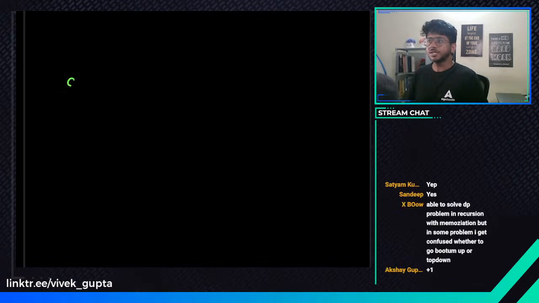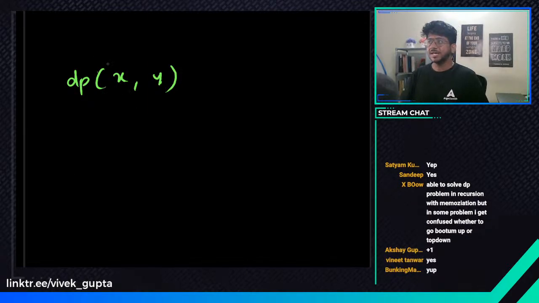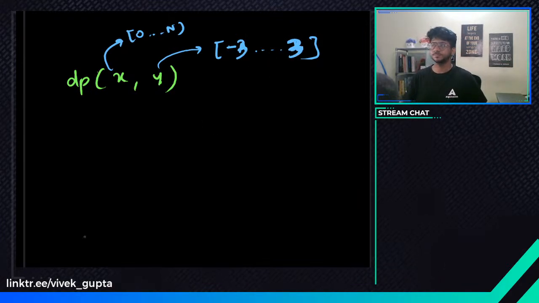The way we work is dp of, let's say, some x comma y we are keeping, okay? Now, let's say x can take the value in the range 0 till n, okay? And y can take the value in the range minus a to plus b, okay? Or let's say it can take minus 3 to plus 3. It can take a value like this.